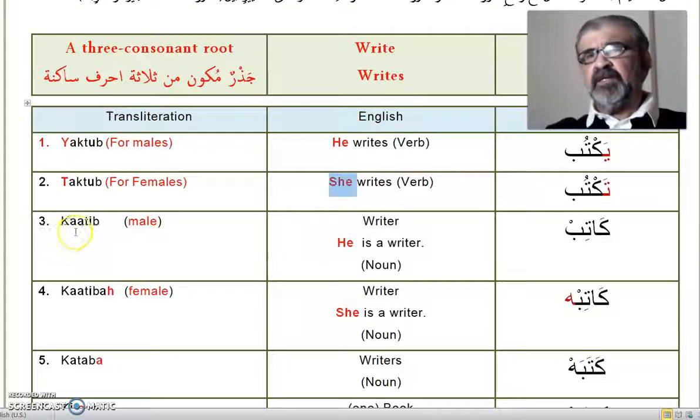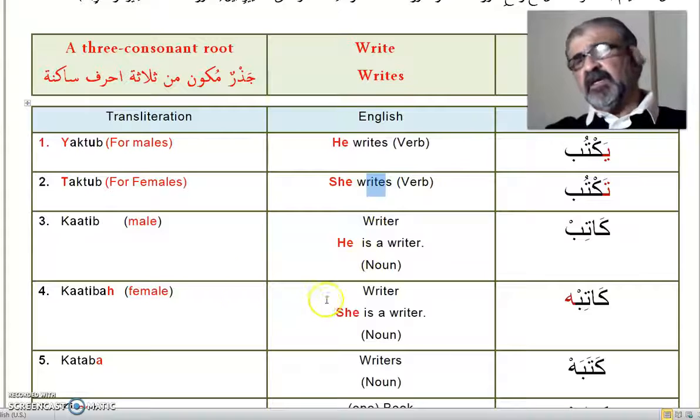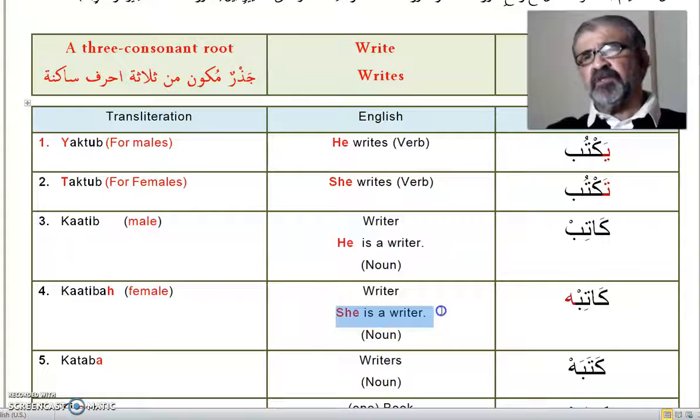Another example. Now I'm going to consider the word writer. In English, both are the same actually. Just like writes, both are the same. But in Arabic, it's different. In English, if I would say he is a writer, she is a writer, to differentiate between the two different genders.